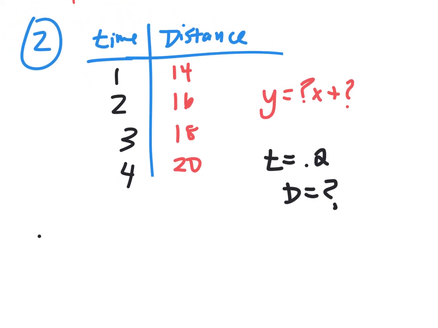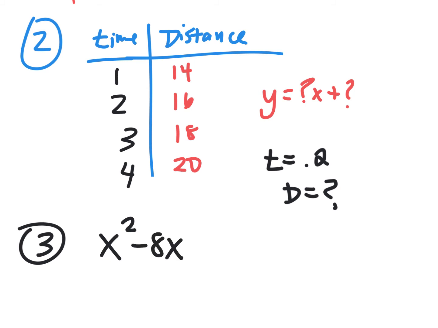And the last question is number 3. That one is x squared minus 8x is less than or equal to 9. And my question is, what are the solutions? Whenever you see this, you should know, oh, I should make a number line, because there's going to be a whole range of solutions.